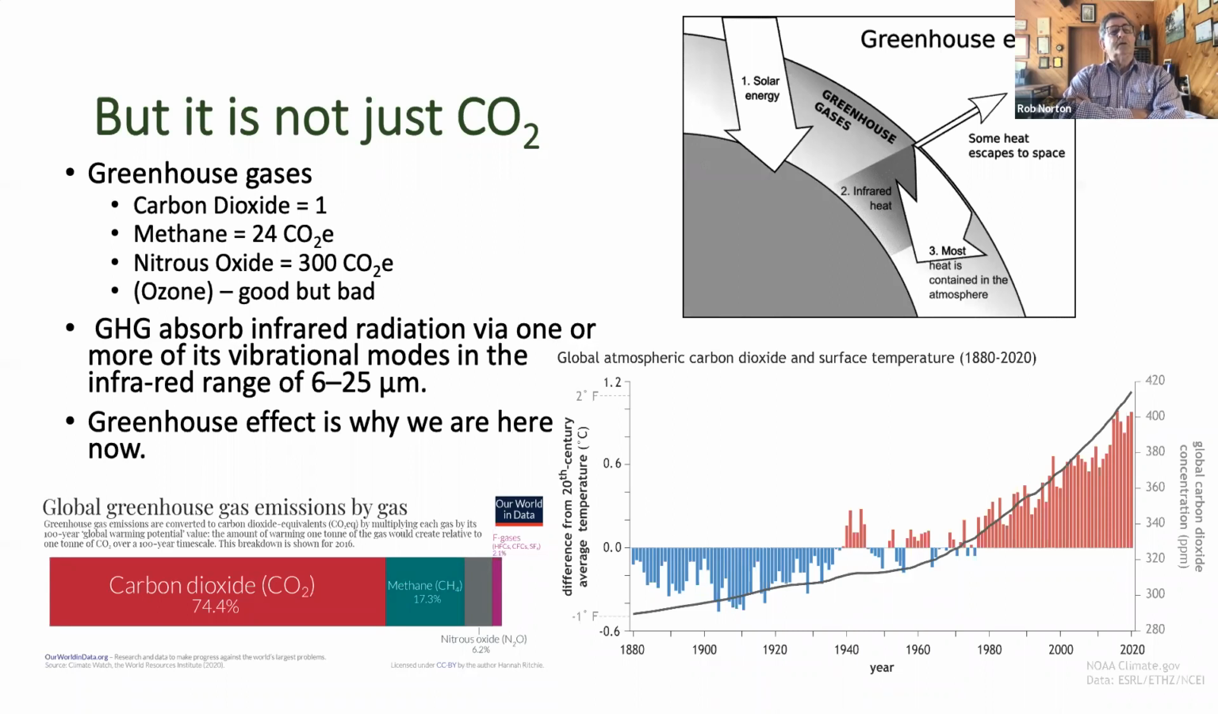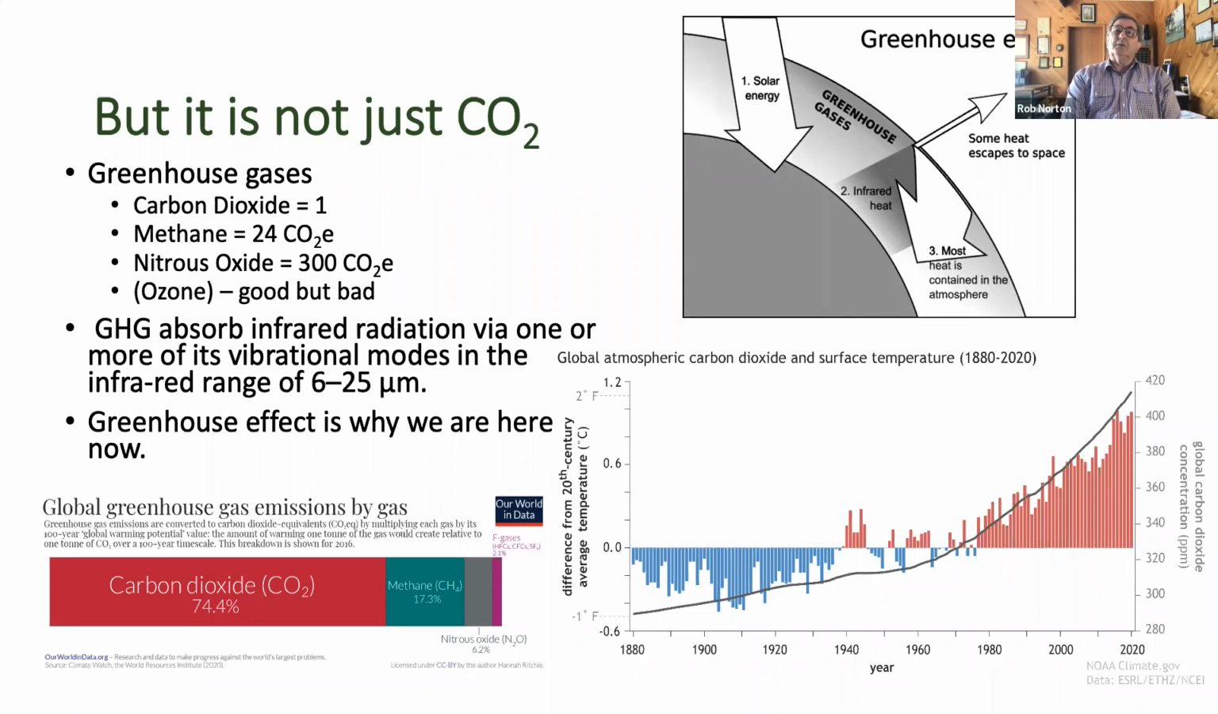They're called greenhouse gases and this is an issue of physics. There's nothing to do with policy here. This is an issue of physics, because when infrared radiation from the sun, solar energy, comes in, those gases vibrate and capture some of the energy. And that infrared heat, some escapes to space, most is contained in the atmosphere.